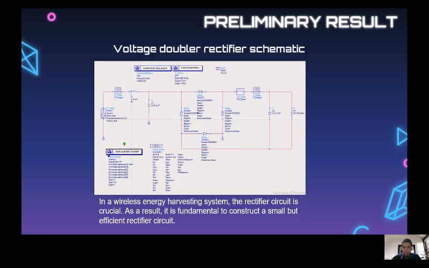Voltage doubler rectifier schematic. In the wireless energy harvesting system, the rectifier circuit is crucial. As a result, it is fundamental to construct a small but efficient rectifier circuit. The circuit power source is formulated using P1 tone because an antenna response cannot be generated in ADS.